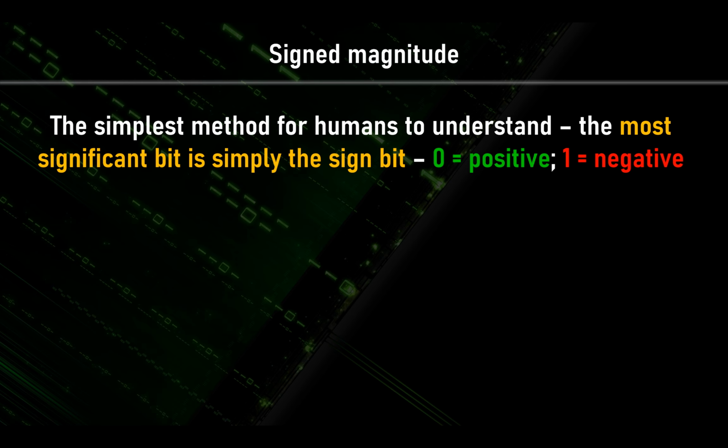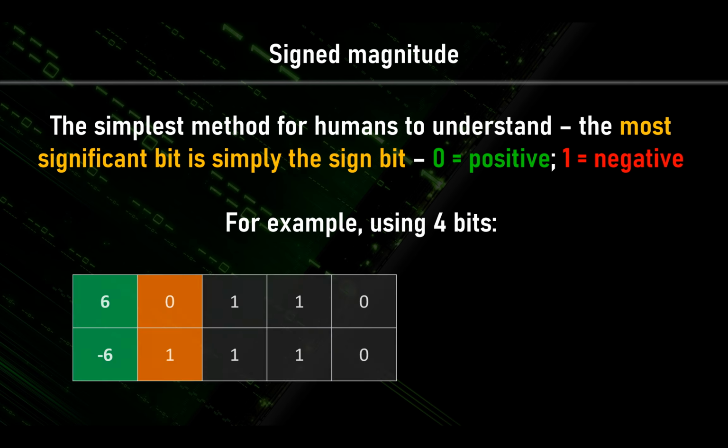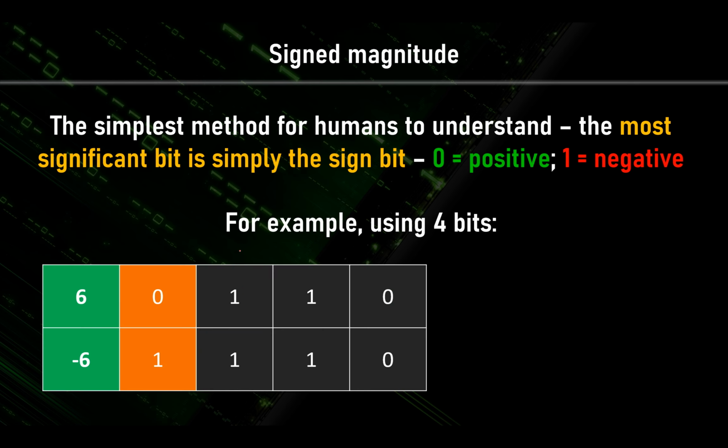If we first look at sign magnitude, this is the simplest method for humans to understand because the most significant bit is simply the sign bit. If it's 0, it's positive. If it's 1, it's negative. So let's say we want to represent 6. This is 4, this is 2, this is 1, and then this is just the sign, plus or minus. To represent 6, 4 plus 2 is 6. If we want positive 6, we just set this as 0. Now, if we want negative 6, again, 4 plus 2 is 6.